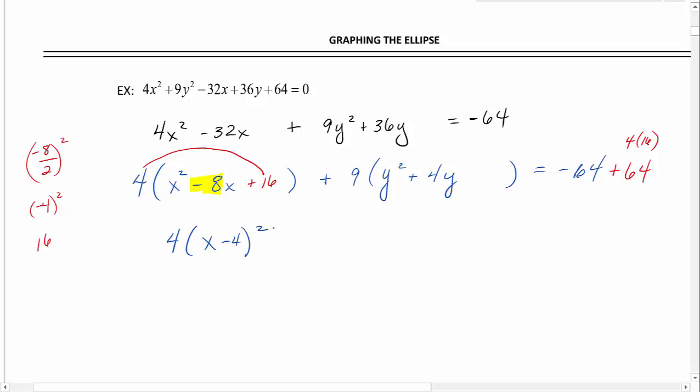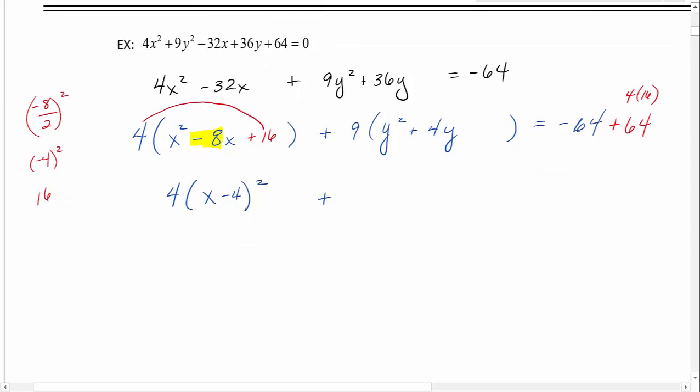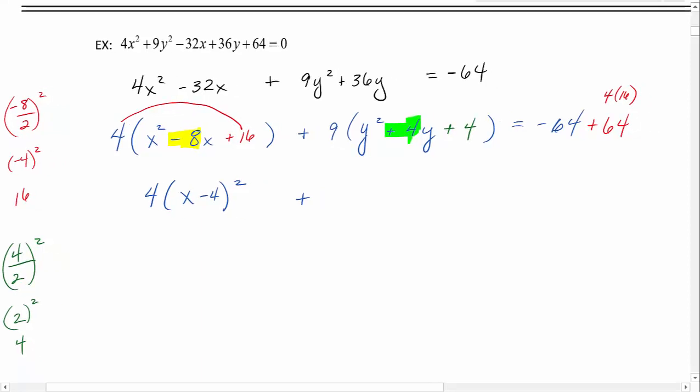And now we'll do the exact same thing for the y's. We're going to take its b value, which is positive 4. I'm going to divide it by 2 and square it. So 2 squared is 4. That's what I'm going to add in the parenthesis, but that's not actually the value of the constant on the left side. We need to multiply it by the 9 before we add it to the other side. We're actually adding 36.